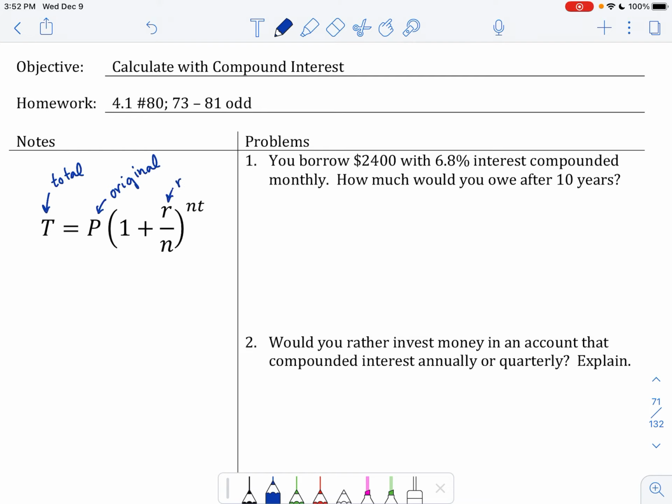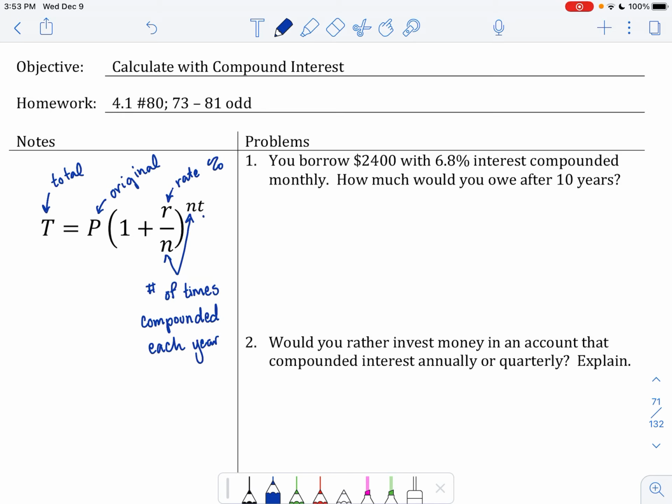R stands for rate, which is the percent, and you're going to want to make sure that you write that as a decimal. Now here, N, you see it shows up twice. N is the number of times it's compounded each year. So if something is compounded monthly, that means that N would equal 12. If it is compounded quarterly, N would equal 4. If it was compounded annually, that would just be 1.